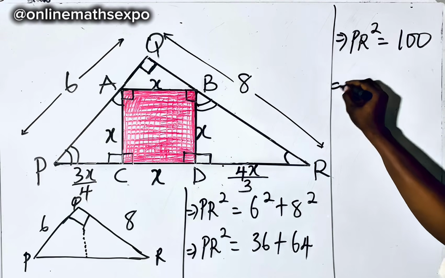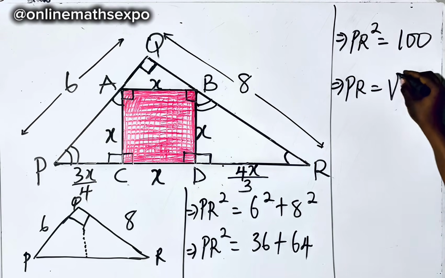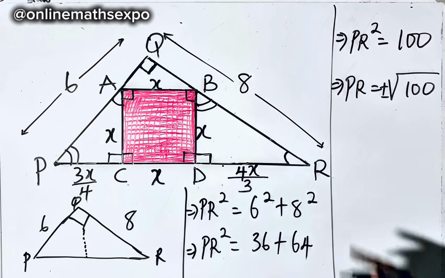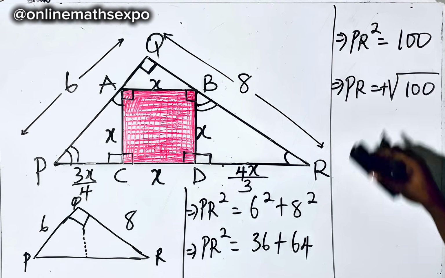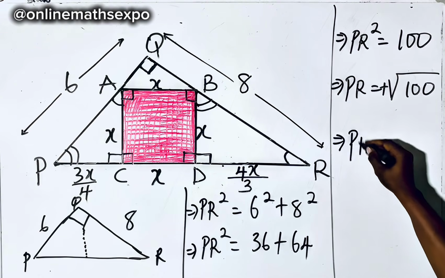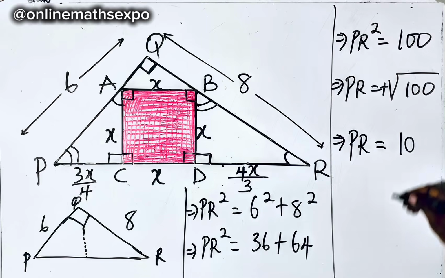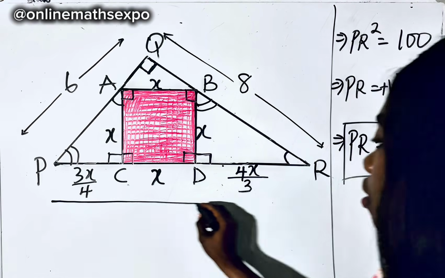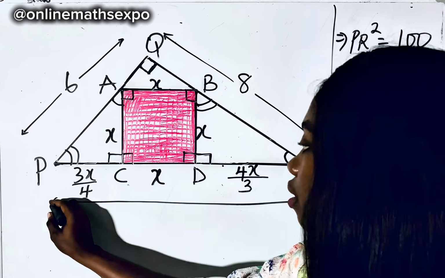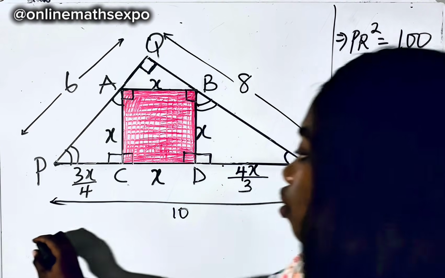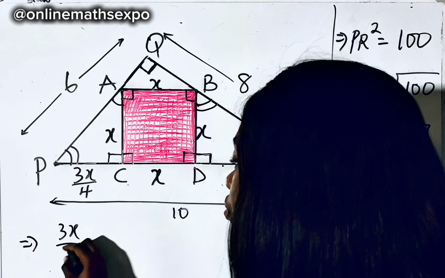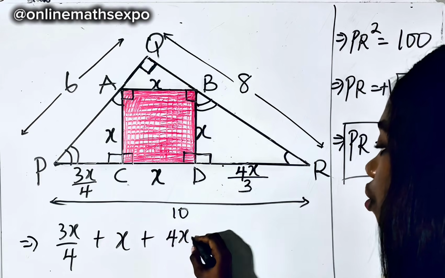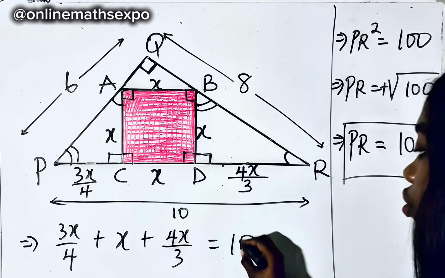To get PR, you have to take the square root. So you square root 100. Take the positive and negative. But because your PR is the side of a shape, only consider the positive square root. So we have PR will be the square root of this, which gives you 10. So length PR is 10 units. This means that this whole length is given as 10 units. It means also that 3x over 4 plus x plus 4x over 3 is equal to 10.